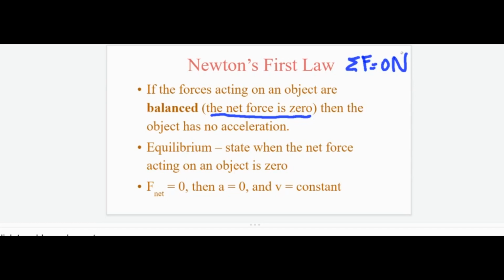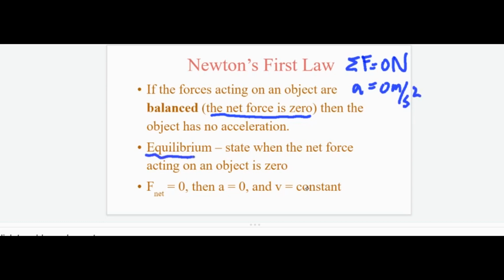It doesn't mean that there's no force acting on the object. It could be, like what I've said, a million forces, but if the forces are balanced, then that object will continue its state of motion. So if the net force is 0, then the acceleration is also 0 meters per second squared, which makes sense.